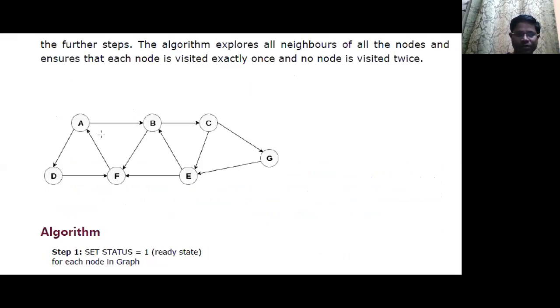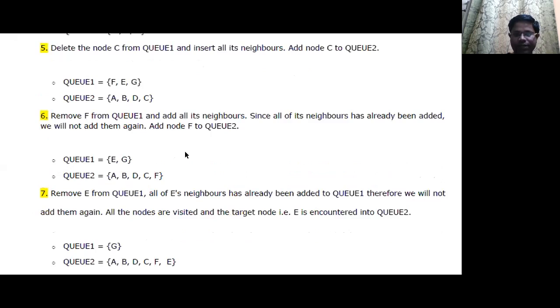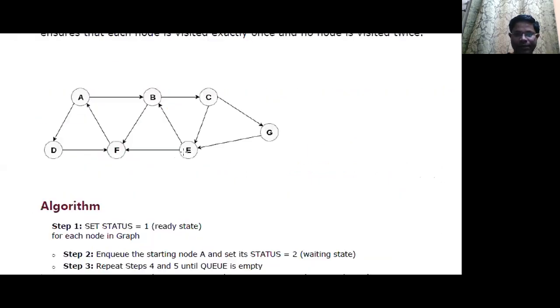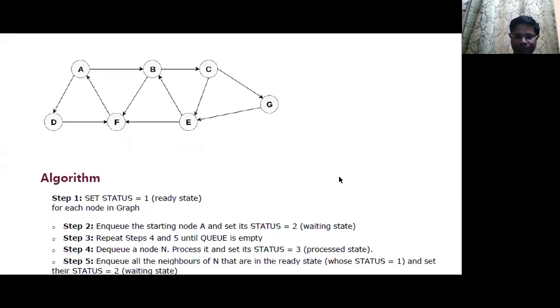Suppose in this example, I have taken a graph in which there are a total of 7 nodes. In this graph, I have taken the source node as capital A and the destination node is capital E. This is the destination node E and this is the source node, that is capital A. First, we will see the algorithm steps, and then with the help of an example, I am explaining the breadth first search algorithm.